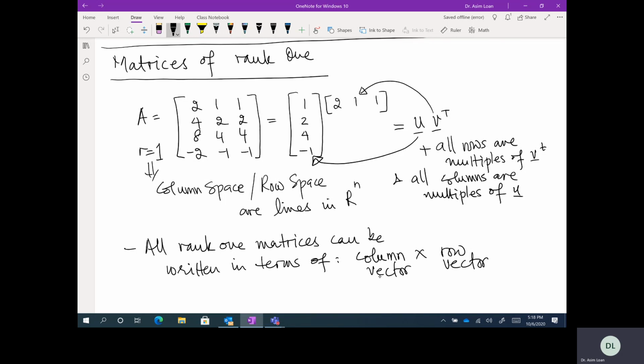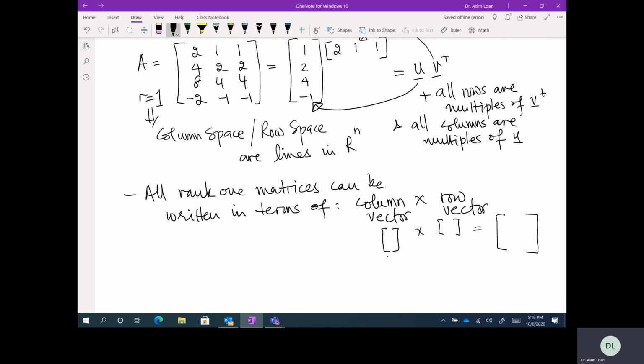A row vector times a column vector is the inner product. That's a scalar. But a column vector times a row vector is a matrix. So this is m by 1. This is 1 by n. So this gives us an m by n matrix.